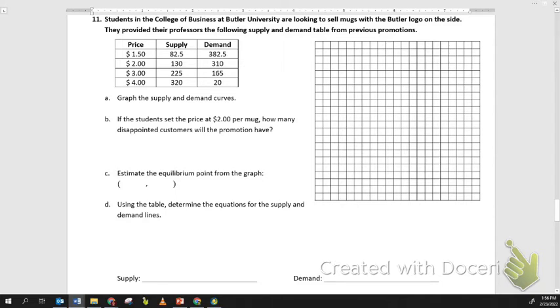And part A wants me to graph the supply and demand curves. So I know I'm going to want one for supply and one for demand.